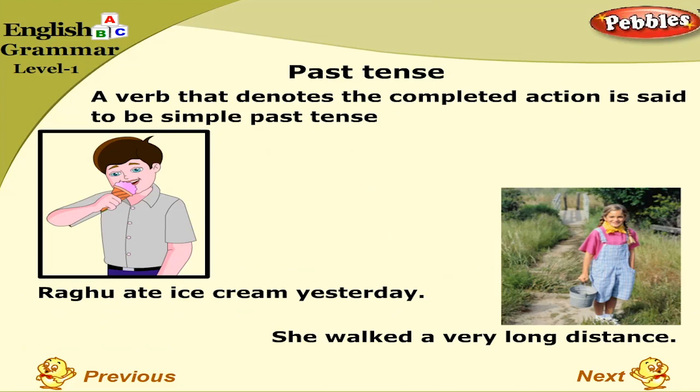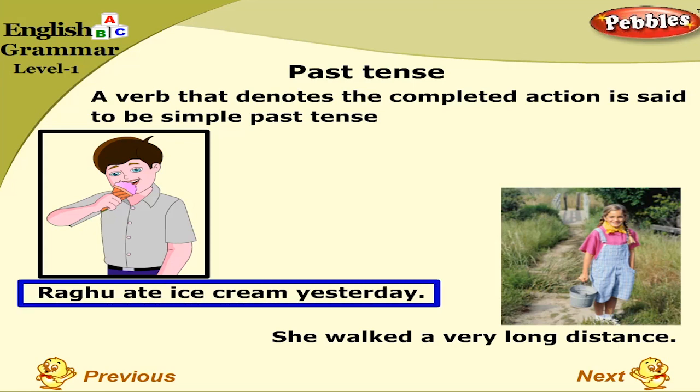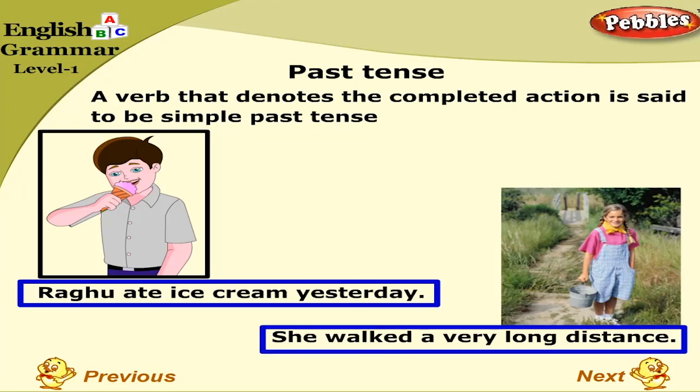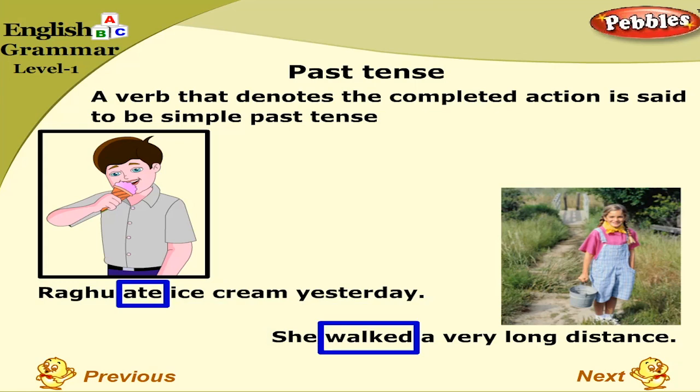Let's now see the simple past tense. A verb that denotes the completed action is said to be simple past tense. Usually, a d or ed is added to the root verb to put it in the past. However, there are many irregular verbs. Raghu ate ice cream yesterday. She walked a very long distance. The verb walked means the action has been already done.